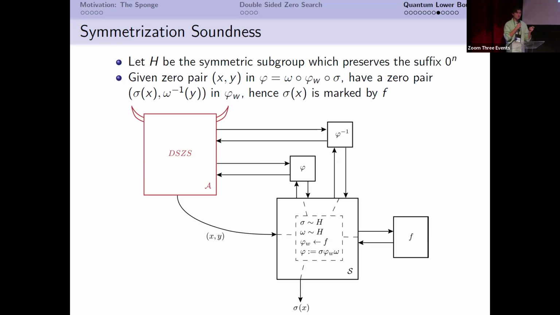If this is a zero pair in the symmetrized phi, then the idea is that we can undo the outer omega and sigma permutations. The key point is they preserve the suffix 0 to the n. So this is now a zero pair. Once we've unwrapped the outer permutations, it's a zero pair in the worst case instance. And by the argument I was just telling you, that's a marked element in F.